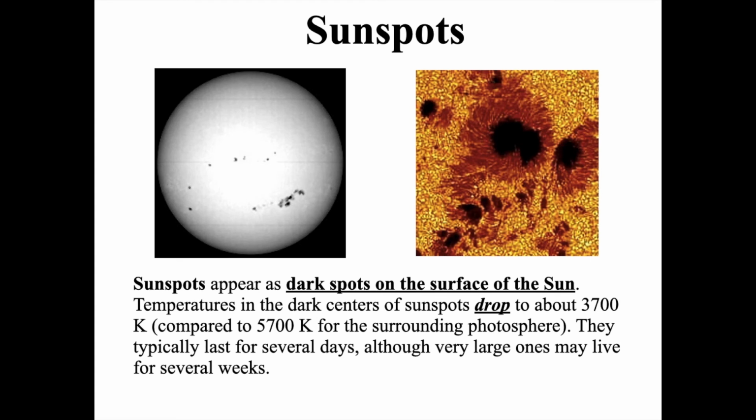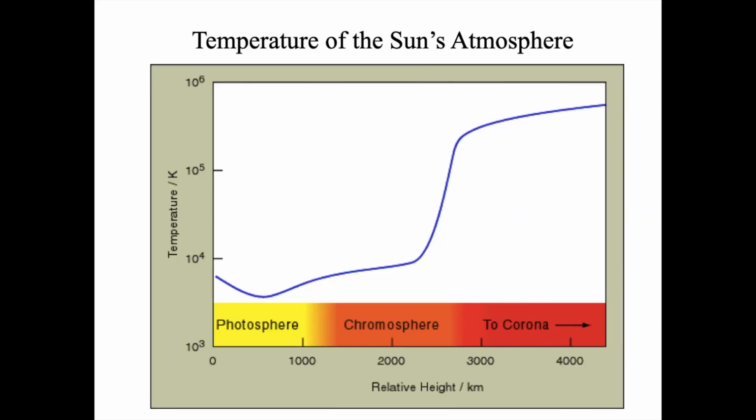Now, sunspots appear darker, but that's actually because they're a drop in temperature. They're actually a lot colder. These dark spots on the surface of the sun drop in temperature, and these are going to be in the photosphere. As we can see here in this graph, we estimate that the photosphere is colder, and then we're getting warmer out to the corona. It's actually going to be hotter than what it is closer to the core.